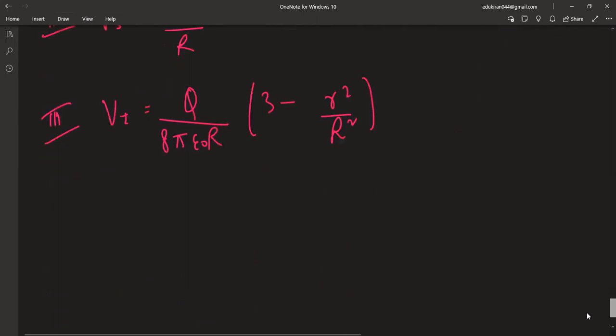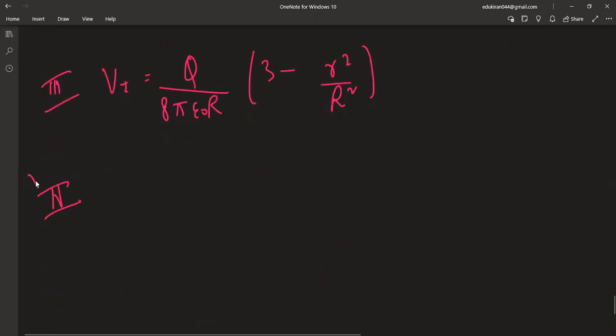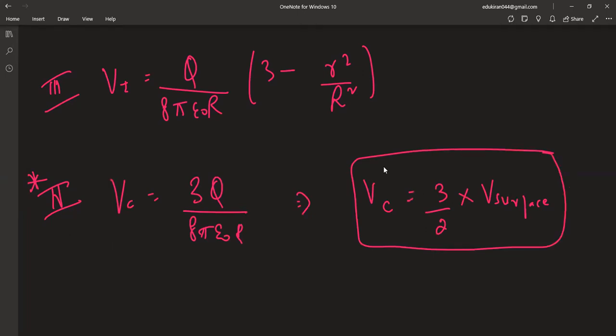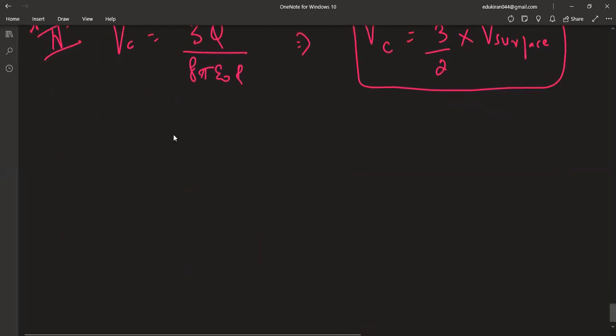And one more special case is given, which is included only in potential due to solid non-conducting, this part only. Electric field at the center becomes zero, but the potential at the center has the formula 3Q by 8 pi epsilon naught R. So many a time, which formula is used? That V center is 3 by 2 times V surface. More than any formula, this relationship is used. Graph also, just have a slight knowledge about the graph.